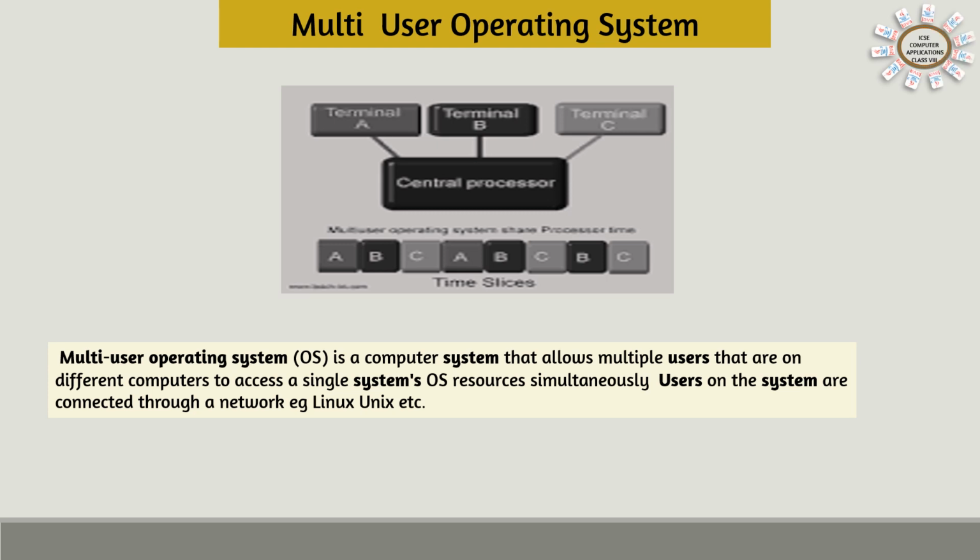In a multi-user operating system, as the name indicates, multiple users can connect to the CPU, otherwise the central processor, by different terminals, and at the same time they can do different kinds of work. And users on the system are connected by the network. Examples are Linux and Unix. So more than one person can work at the same time, and more than one work can be done at the same time by using a multi-user operating system.